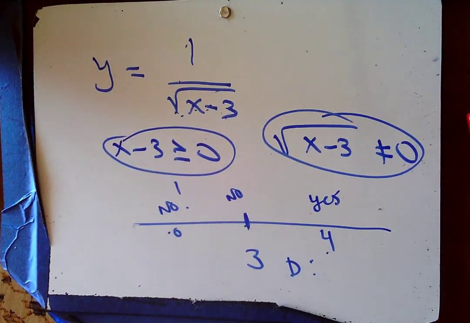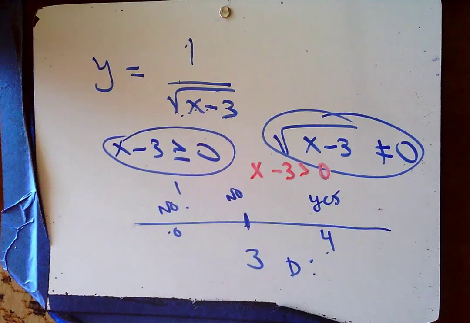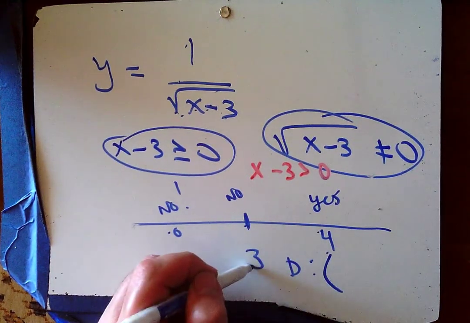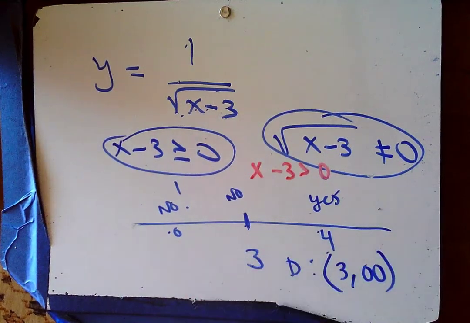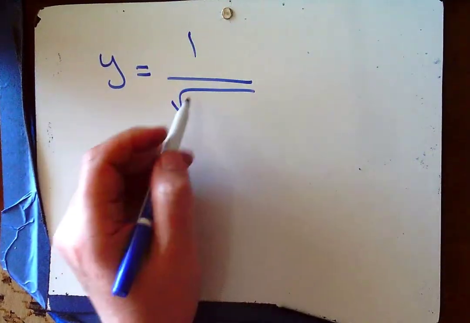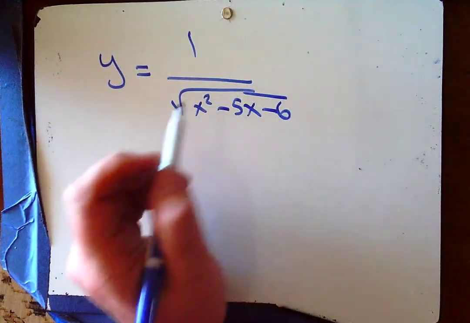And so I have to combine these two domain restrictions to be x minus 3 is greater than 0. Not equal to anymore because this one can't be equal to. So my domain, parentheses, don't use the 4, use the critical number, 3 to infinity. Okay? So why don't you try this one? We'll do 2 more of these and then we'll move on to reference graphs. Y equals 1 over square root of x squared minus 5x minus 6. Okay?